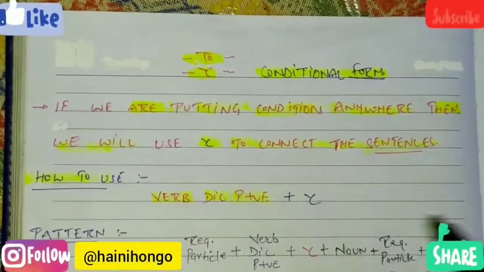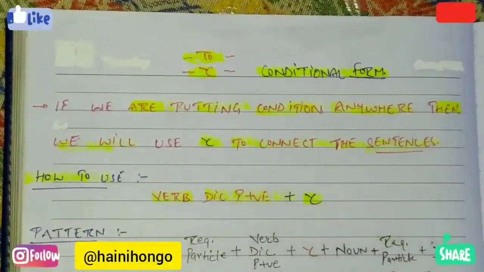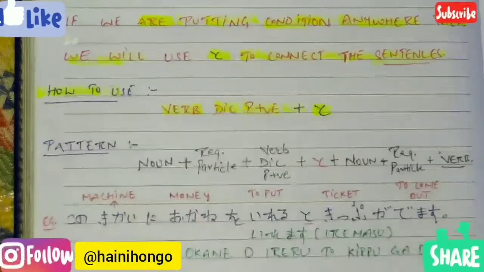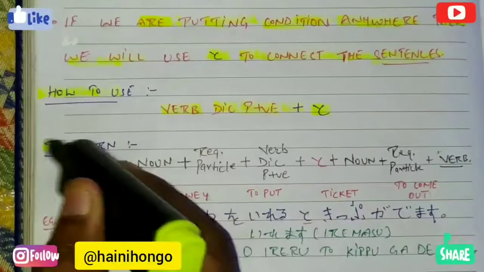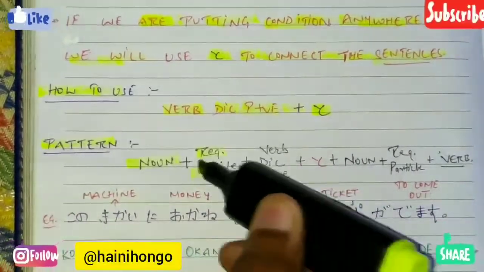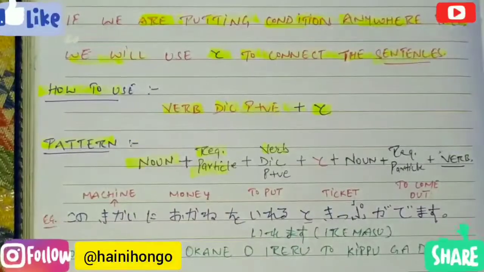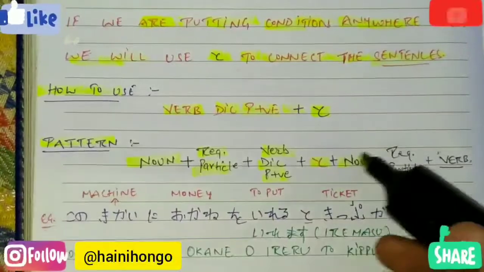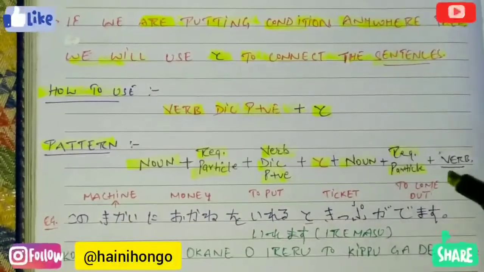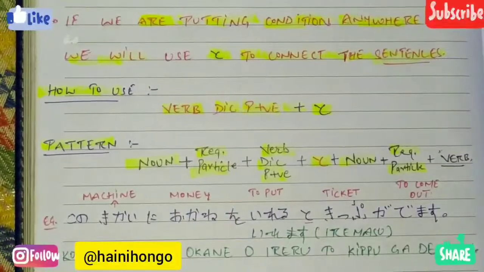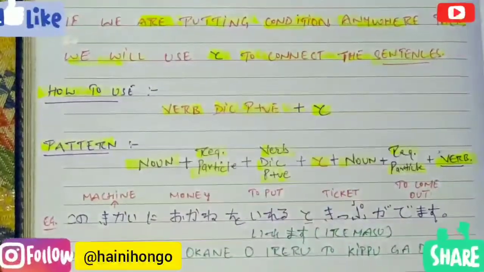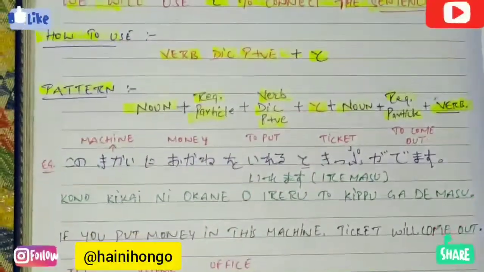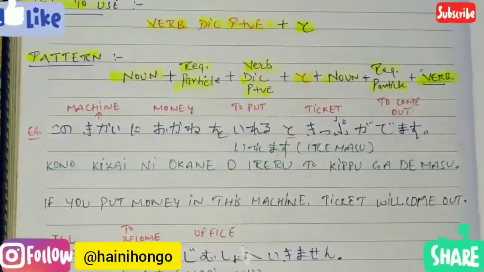Verb dictionary present positive plus "to". So this would be our pattern for this. Noun plus required particle plus verb dictionary present positive "to", again noun, required particle and verb. So this is the pattern. You guys can take a screenshot as well. So now let's have a look at some examples.